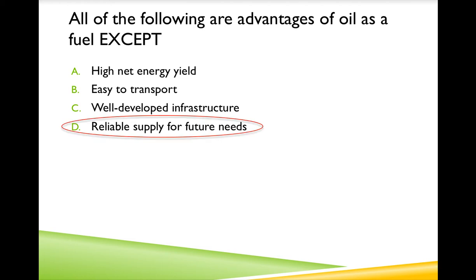And the correct answer is D. We do have high net energy yield, easy to transport, and well-developed infrastructure. We do not have a reliable supply for our future needs. Like I said, the present supply of oil is expected to last about 50 years. That's not really long enough to guarantee a secure future, especially if oil consumption increases.